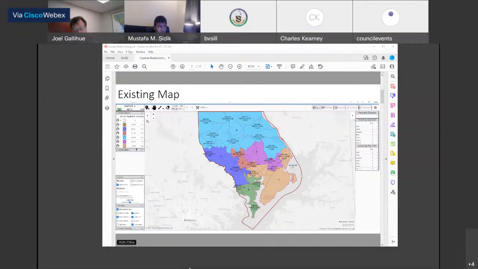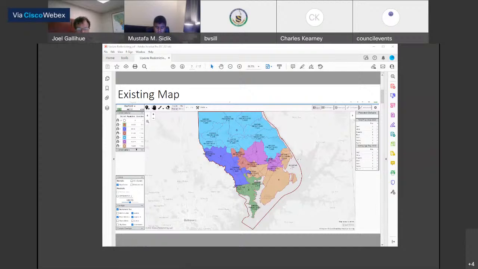What stands out with this present map is the largest district is F. That's the district that contains Havre de Grace and a large section of the base and sort of the Bel Camp area. And then the smallest district is the one that contains the town of Bel Air.